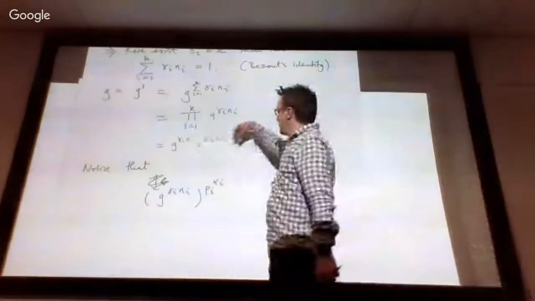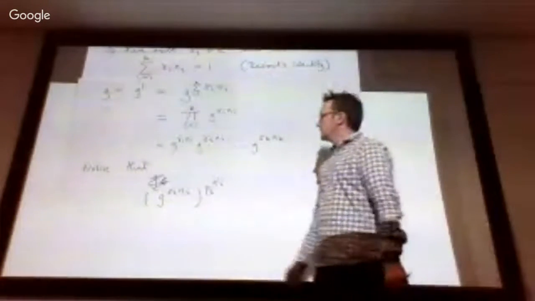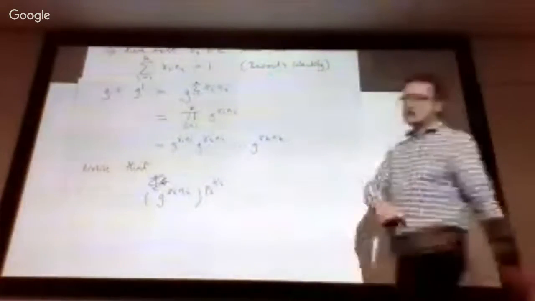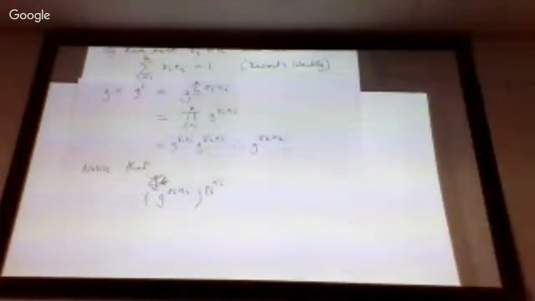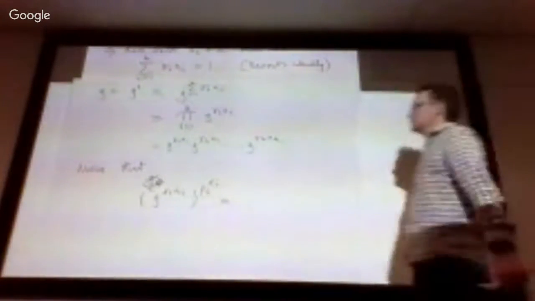Remember, these are supposed to be elements of the primary components. Yeah, so why is it the identity? How can you claim that that's the identity? Because you divided out the p_i and the n_i, and then you're multiplying it back. So we're sticking it back in.